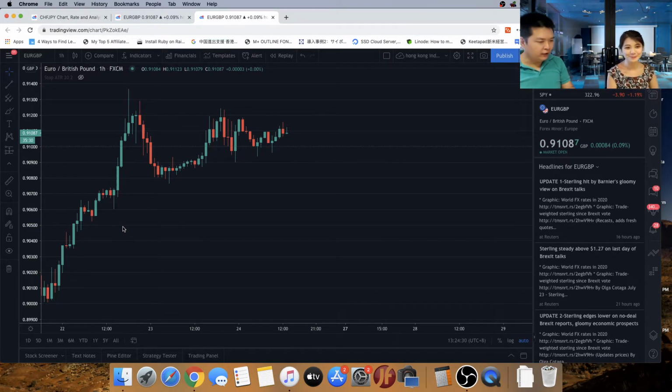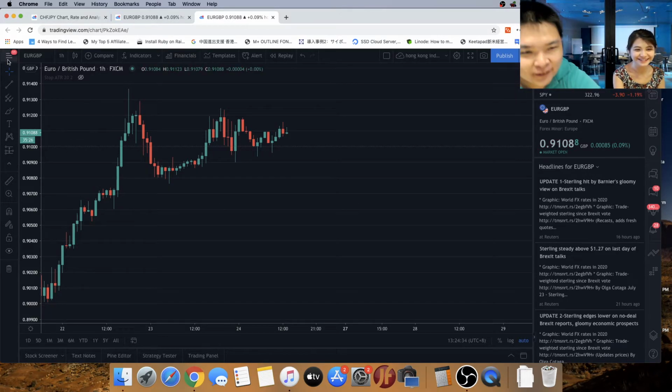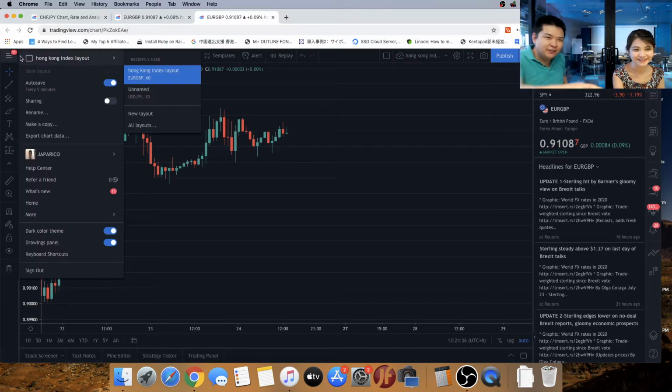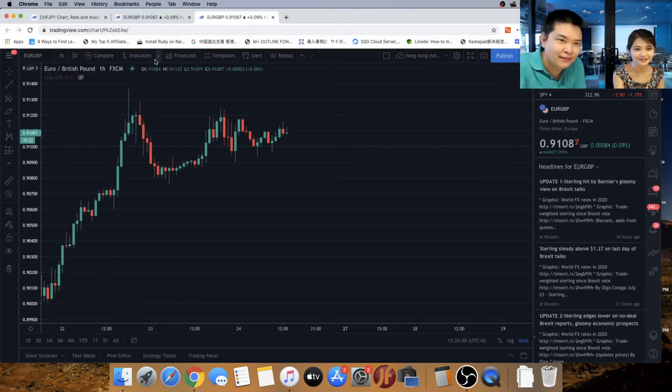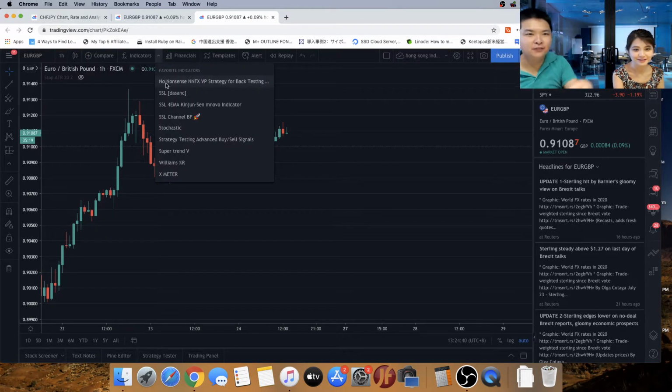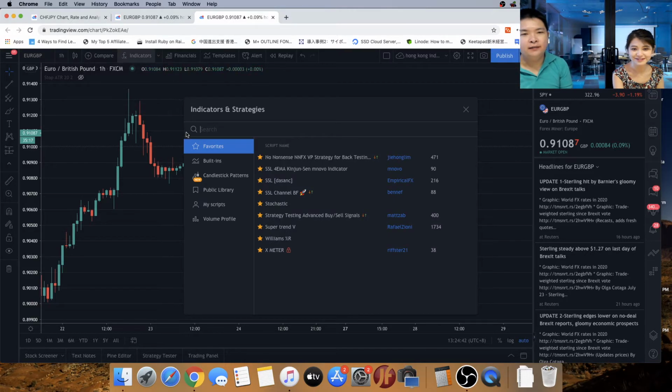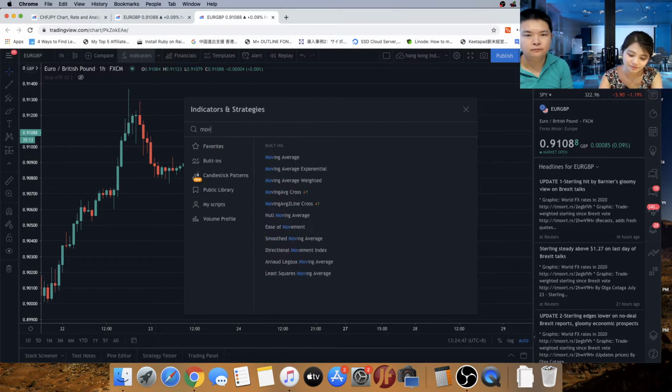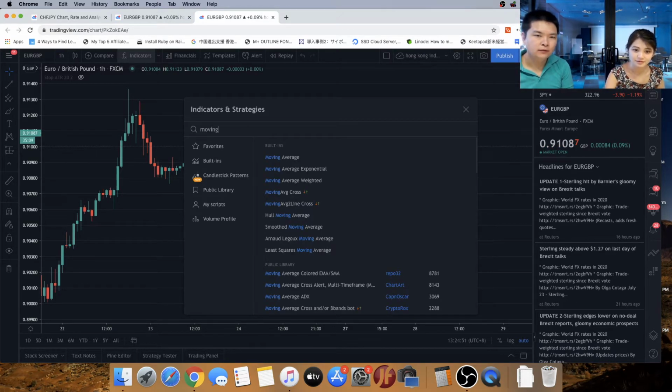Oh, okay, this mouse is a left-handed mouse, so the buttons are inverted. So you go to indicators. Just click inside, and then here you type moving average. Okay, the first one, that one. Click on it, and then close it.